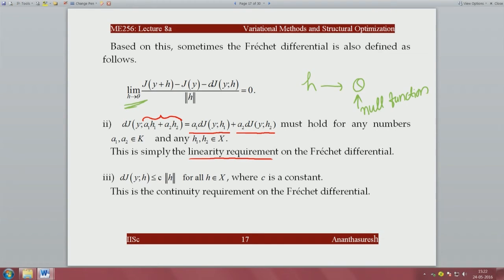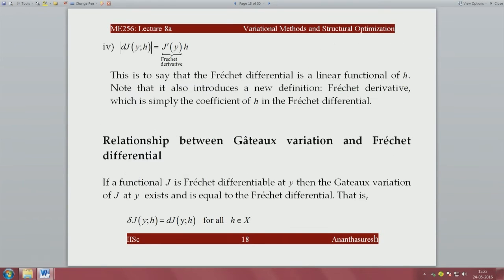How do you define continuity for a functional? We say that for the functional, the differential dJ is less than or equal to c times the norm of the arbitrary function h of x. If such a c exists, then we say the Fréchet differential satisfies the continuity requirement. So, basically there is a parallel to the normal gradient that we defined; that same thing we can do for the Fréchet differential and Gâteaux variation. There is another thing called the Fréchet derivative, this is another little term.